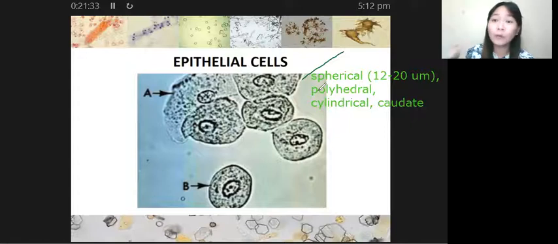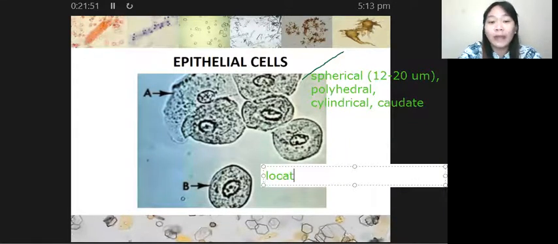So, dapat marunong tayong mag-differentiate. Okay? So, one basis of differentiating your transitional epithelial cell, particularly yung spherical, to that of your renal tubular epithelial cell is you look for the location. Okay? So, ang titignan po natin ay location of the nucleus.